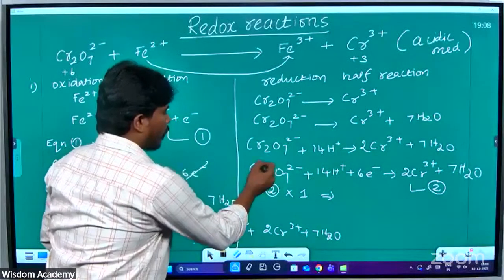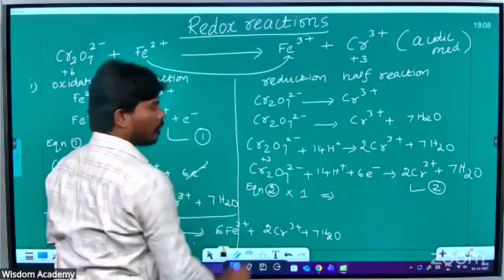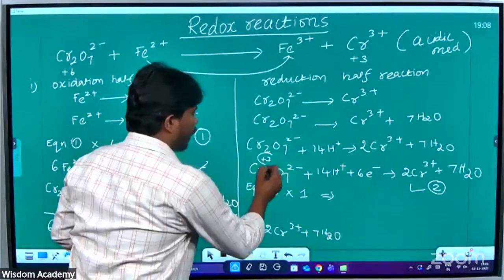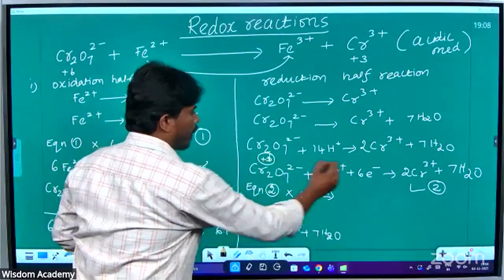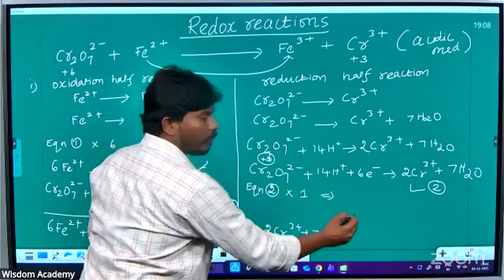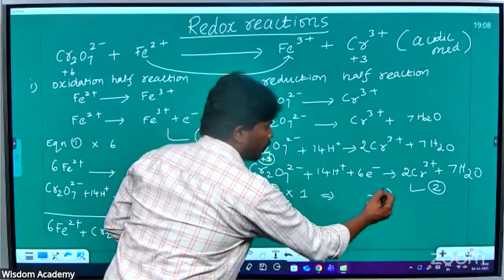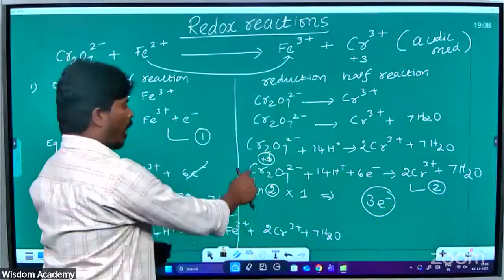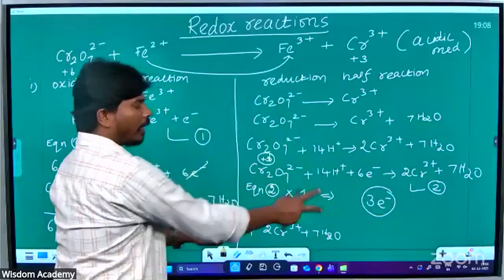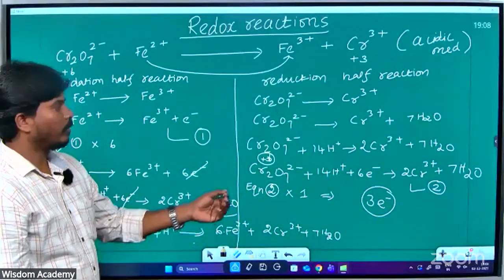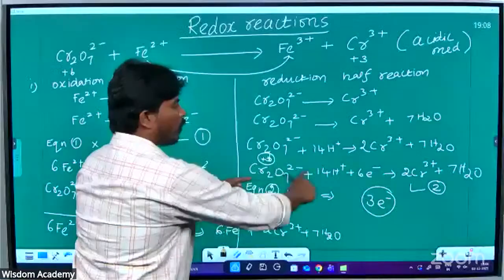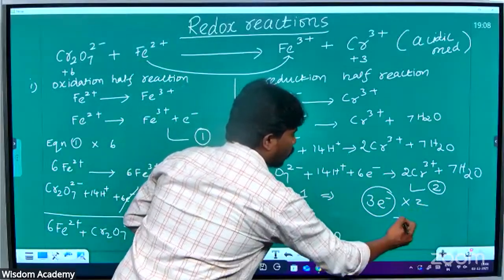What is the oxidation number of chromium in Cr2O7 2-? Plus 6. So originally it is plus 6 and it turns into plus 3. What is the total number of electrons involved? 3 electrons. The oxidation number is plus 6, but the electron difference during reduction is 3 electrons. There are 2 chromium species involved, so 3 electrons into 2, totally 6 electrons. Okay, sir.